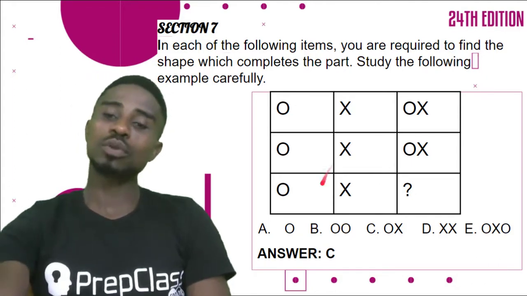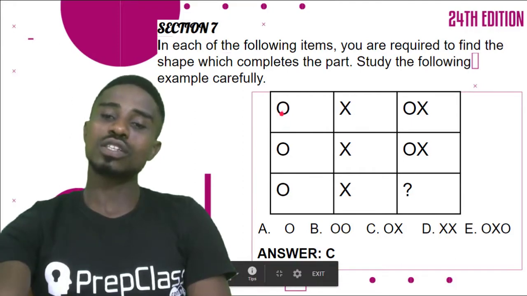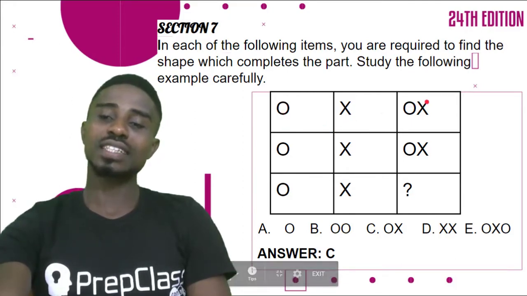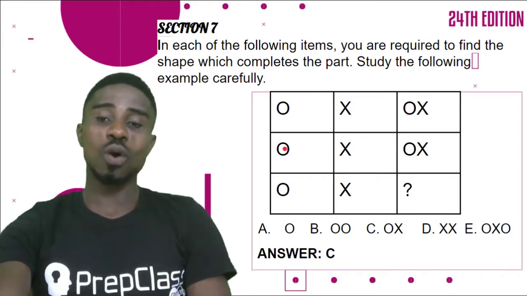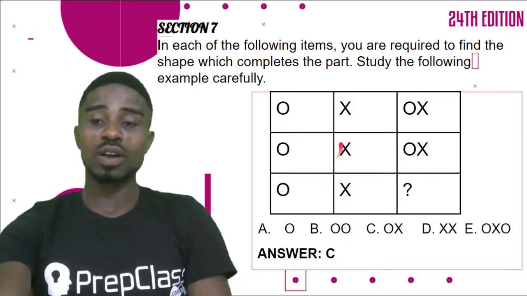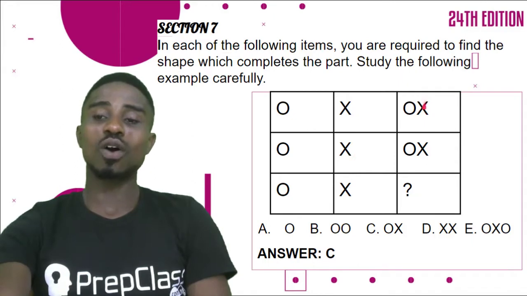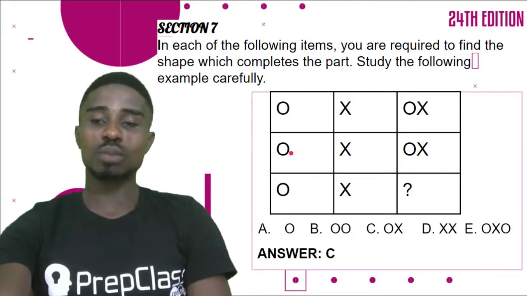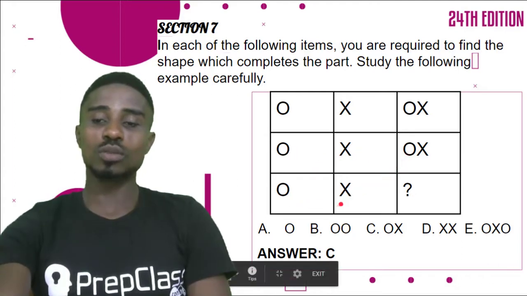Now, in studying this example, you will see we have O, X, and the end is OX. We also have O, X, N, and this last one is OX. We also have O, X. Definitely, our answer will be OX. And then C, as instructed here, answer C, which is OX. So we have all O's, they are similar, all X, they are similar, and all OX. And this sums up to give this, and this sums up to give this.